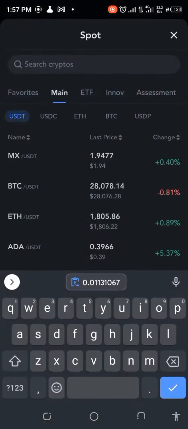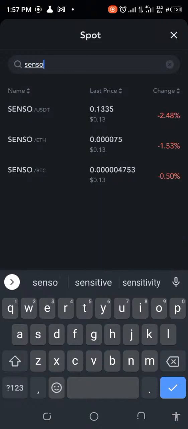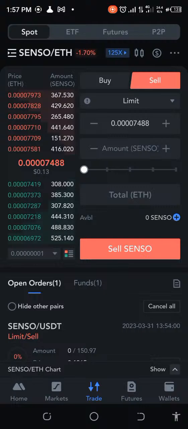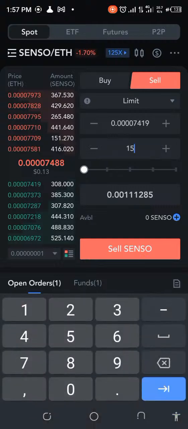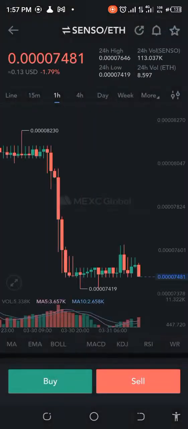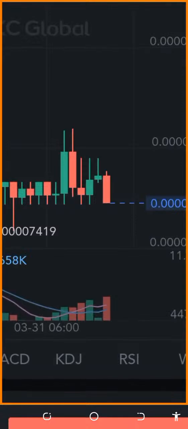Let's just quickly do this. I'm just going to put it in and see whether I'm going to be able to quickly make back my money. So what I have here is, if I pick this 7419 and I put 150.97, no. I don't think I want to do that, because if I tap here, it's going to give me this. But even with that, I can see that it's actually going low. So because of that, I don't think it's a risk I want to take.